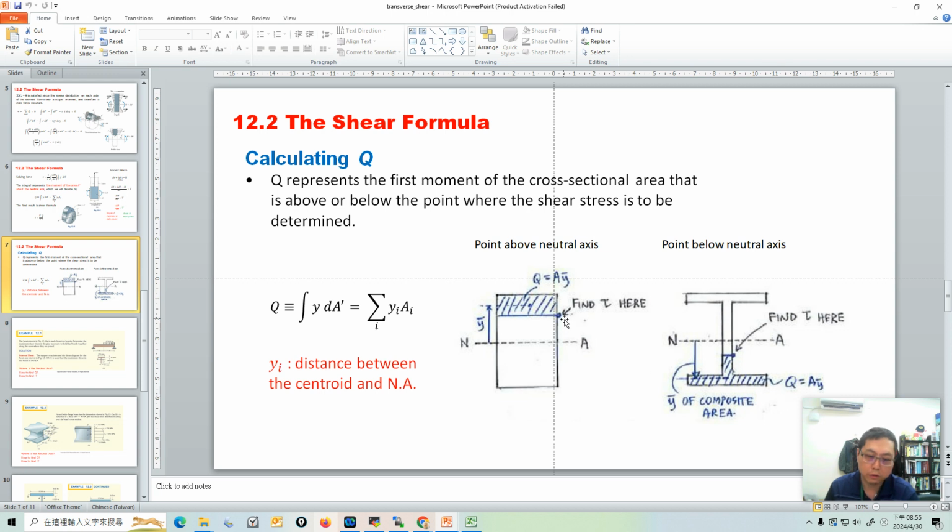Okay, so the relative position between the point of interest and the neutral axis is very important. If the point is above the neutral axis, calculate everything above this point. If this point is below the neutral axis, calculate everything below this point for the Q.